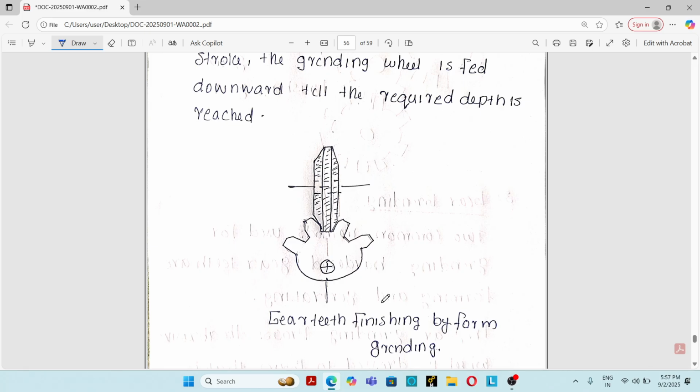Then the gear will be reciprocating under the rotating grinding wheel. After each depth of cut, the grinding wheel will move in a downward direction to provide the depth of cut. Okay.